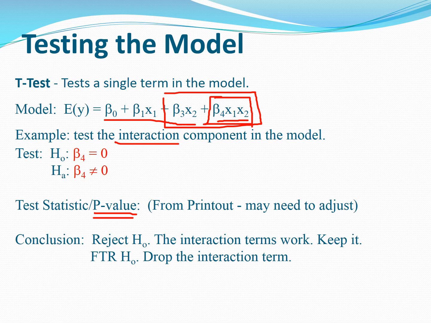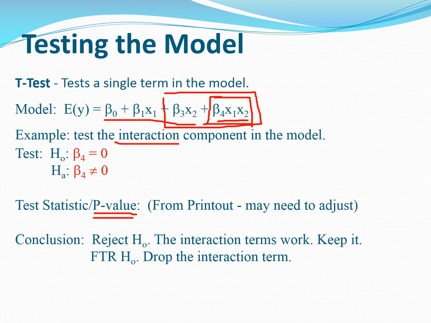Either reject, in which case, just in model building in general, when you're doing a test, whether it's a global F-test, a partial F-test, or a t-test, if you reject, something works. Whatever it is you tested is working. Keep it. If you fail to reject, drop it.